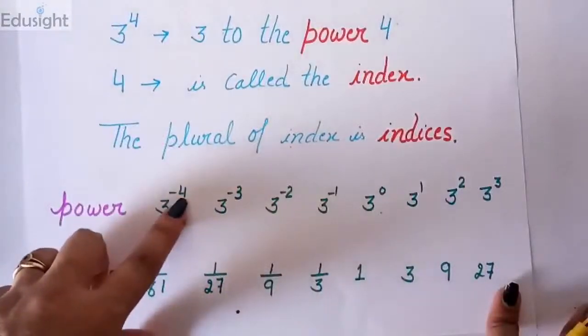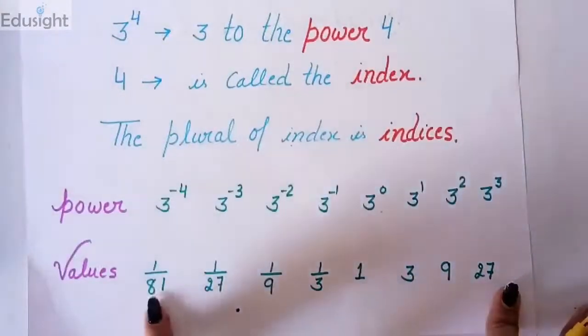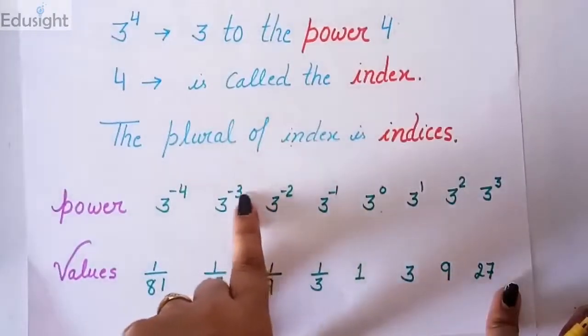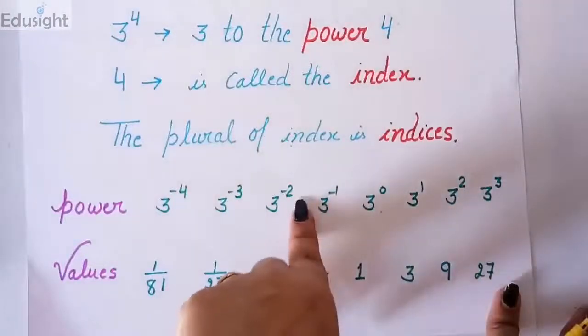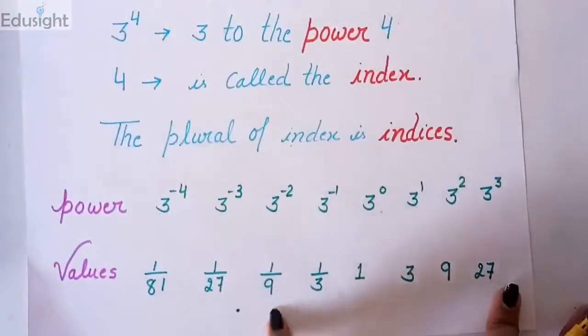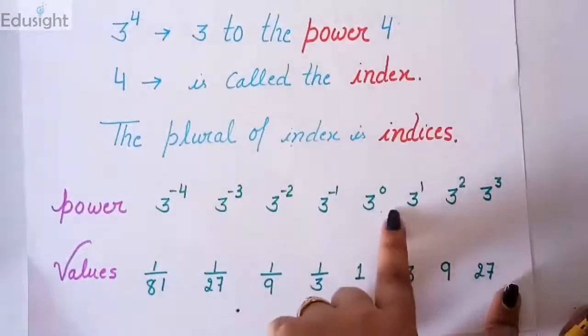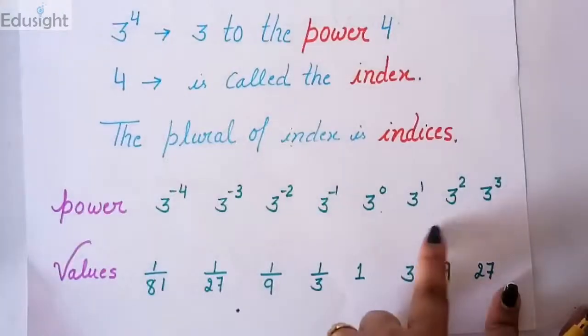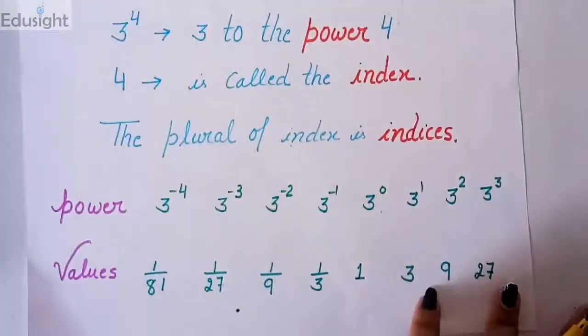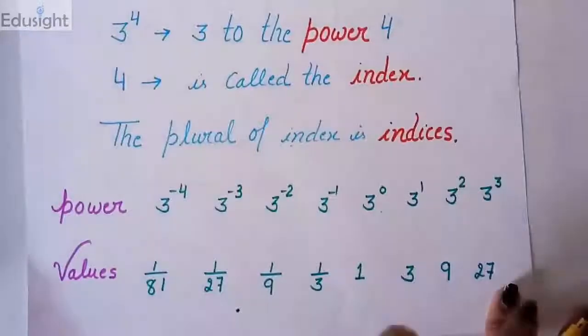3 raised to power minus 4, the value is 1 upon 81. 3 raised to power minus 3, the value is 1 upon 27. Minus 2, 1 upon 9. 3 raised to power minus 1, 1 upon 3. 3 raised to power 0, 1. 3 raised to power 1, 3. 3 raised to power 2, 9, and 3 raised to power 3, 27.